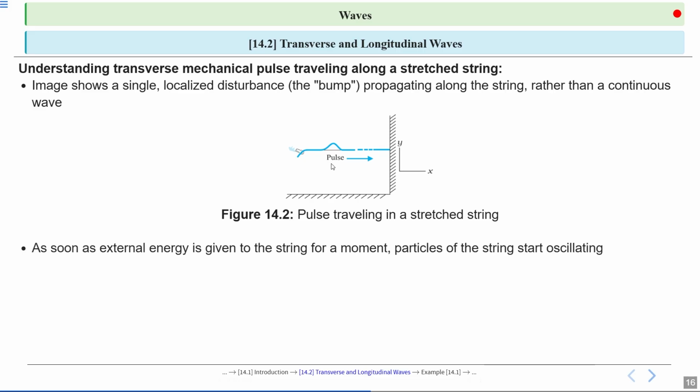So now what causes this pulse? As soon as we give energy to the string, even for just a moment, the particles of the string start to move. This energy input makes the string's particles oscillate, or move back and forth, but only for a short time and in a specific region.